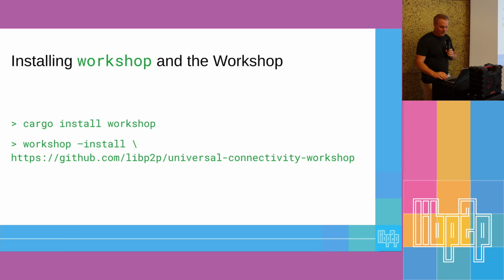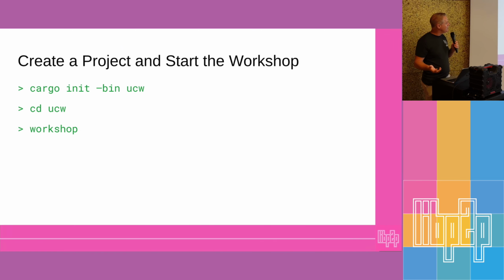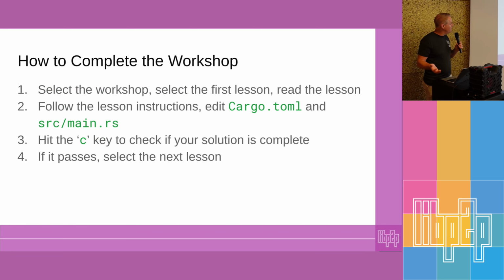Okay, so once you get that installed, then what you do, at least for Rust, you would just create a Rust project, go into that, and then run workshop. And then you select your workshop, and you'll be editing, at least for the Rust one, you'll be editing cargo and the main file. And then when you're ready to check your solution, you just hit C. So let me give you a quick demo real quick.